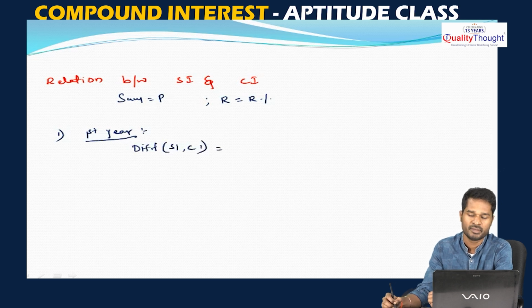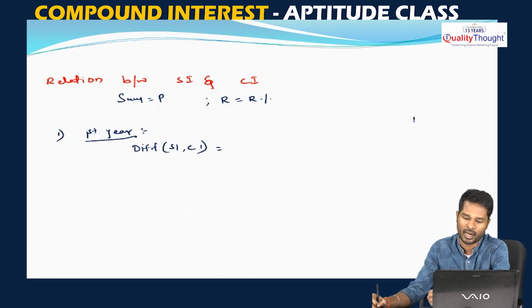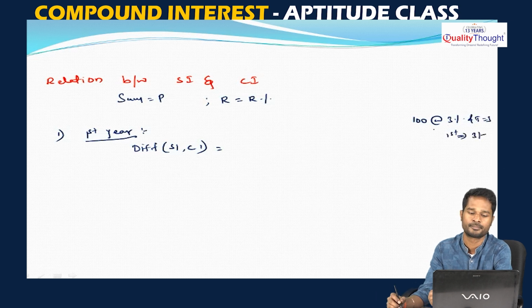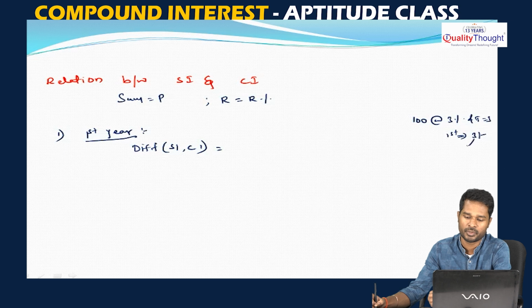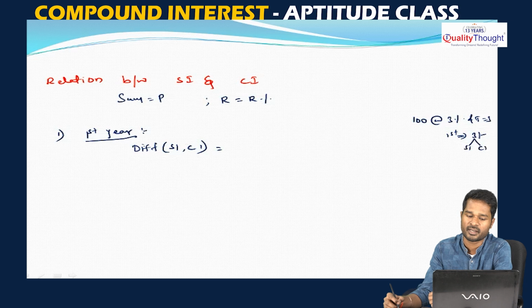When we took the example in the previous cases, simple interest and compound interest on 100 rupees at 3% rate of interest for 3 years, for the first year both simple interest and compound interest were 3 rupees. So for the first time period, the simple interest and compound interest will be the same. So the difference between them will be equal to 0.